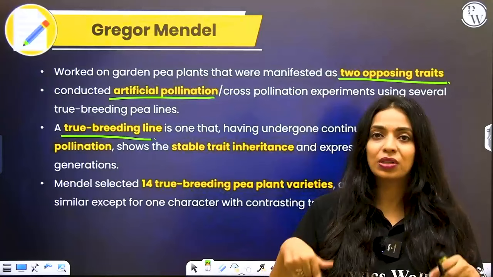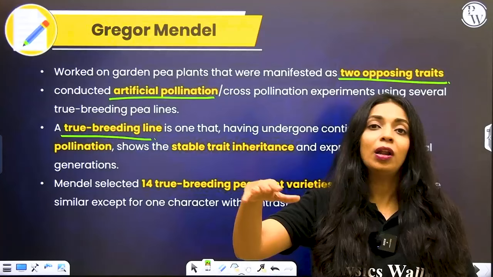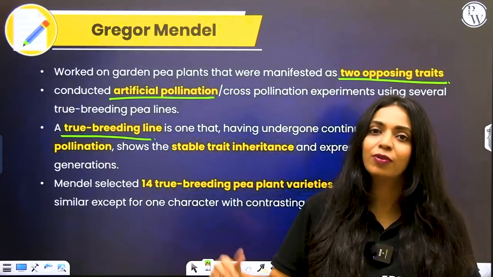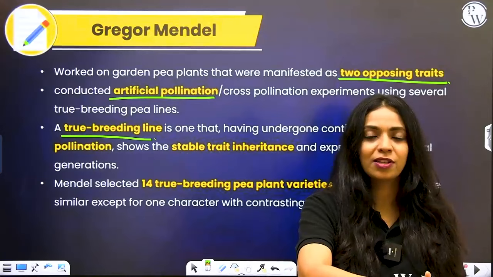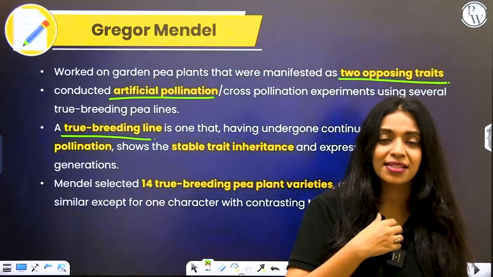So he did this over many years such that the tall plant, if you get a seed out of that tall plant and sow it, it will for sure give you a tall plant. If you take the seed of that dwarf plant, which has been self-pollinated for multiple generations, and sow that seed in the soil, that will for sure give you the dwarf plant. Those are called pure lines. What homozygous means, I'll tell you in a little while.